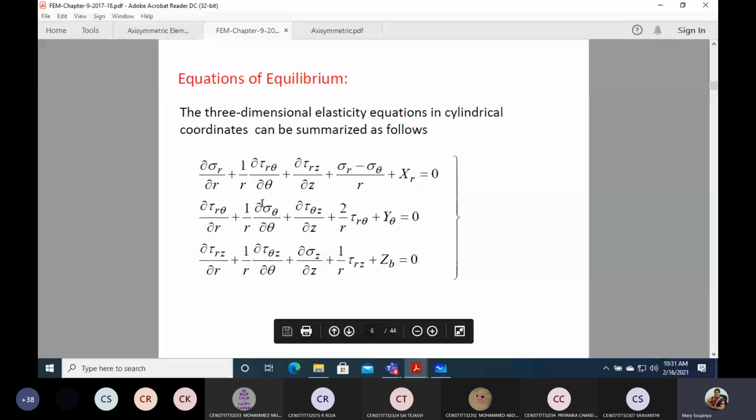How is this taken? Already in our solid mechanics or strength of materials, we have already seen how it is taken for a 3D element when we consider the polar coordinate system. So there's no point in explaining it again. You have to review it for yourself. All right, so these are the equations of equilibrium.